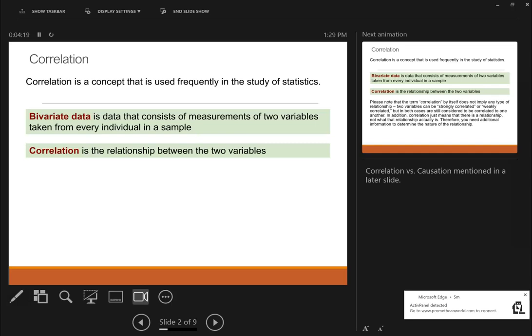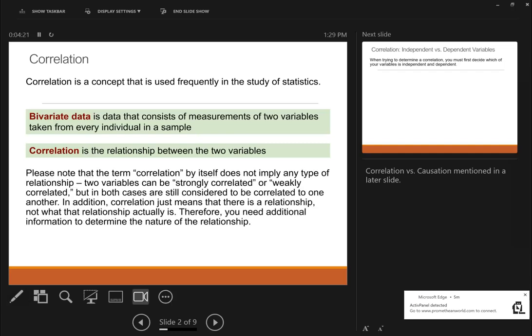Correlation is the relationship between the two variables, but more specifically than that, we would classify all variables as having some level of correlation between one another. What we're really talking about when we talk about correlation is the strength and nature of that relationship, and that's what we're going to be diving into deeper here.